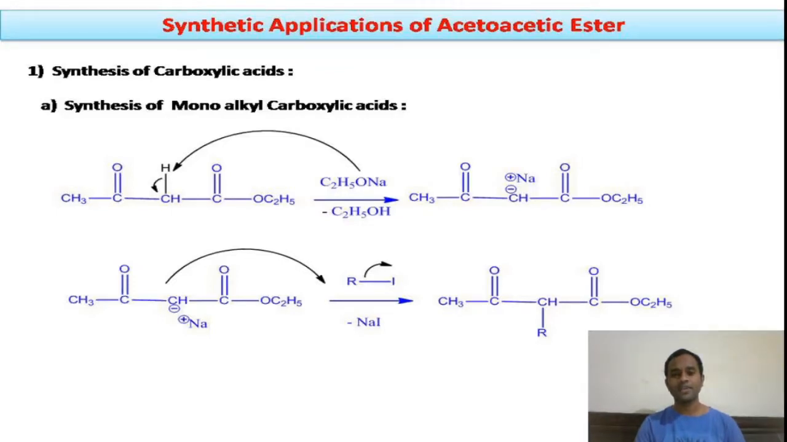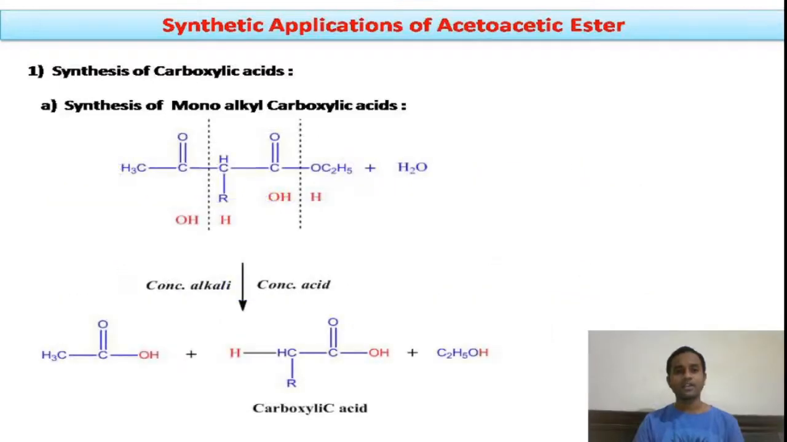In presence of base, they lose a carbanion. This formed carbanion is resonance stabilized. In the second step, it undergoes alkylation at the active methylene carbon to give the monosubstituted, monoalkyl acetoacetic ester. This monoalkyl acetoacetic ester will undergo acidic hydrolysis in presence of concentrated alkali or concentrated acid.